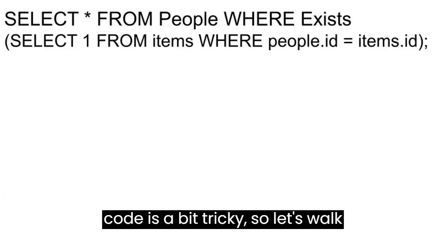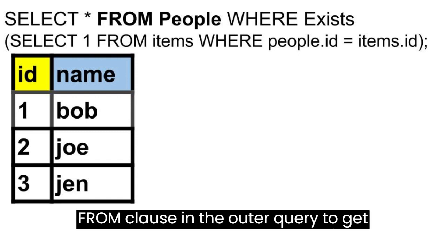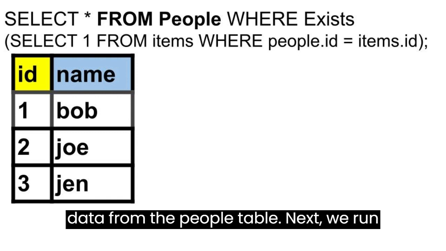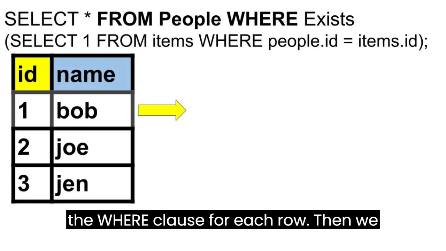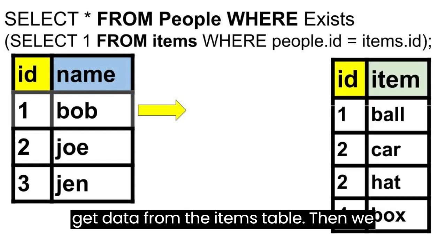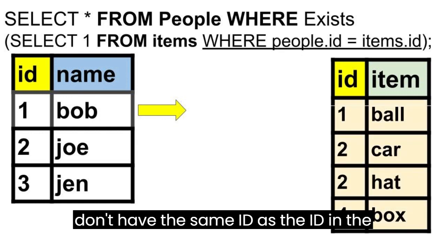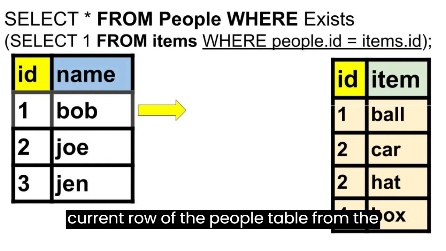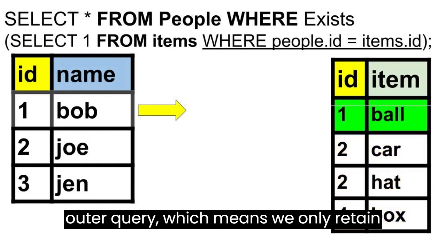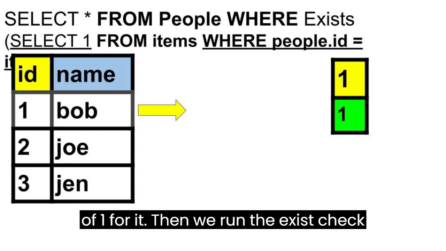This code is a bit tricky, so let's walk through it together. First, we run this from clause in the outer query to get data from the people table. Next, we run the where clause for each row. Then we run the from clause in the subquery to get data from the items table. Then we filter out rows in the items table that don't have the same ID as the ID in the current row of the people table from the outer query, which means we only retain this row, and we just select a dummy value of 1 for it.